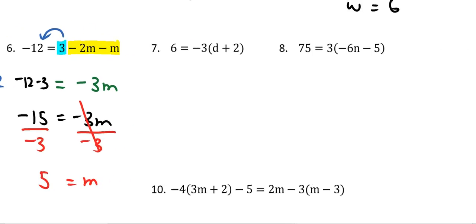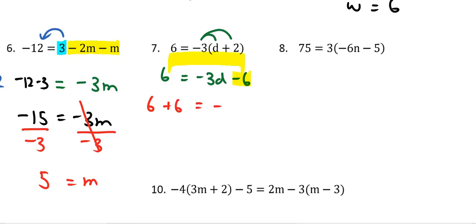Okay, moving on to question number 7 now. I see a set of brackets, so I can just distribute that. That's going to be -3d minus 6, and that's going to be a 6 on the left-hand side. This -6, if I bring that to the other side, that's going to change signs, so I'll have 6 plus 6 equals -3d.